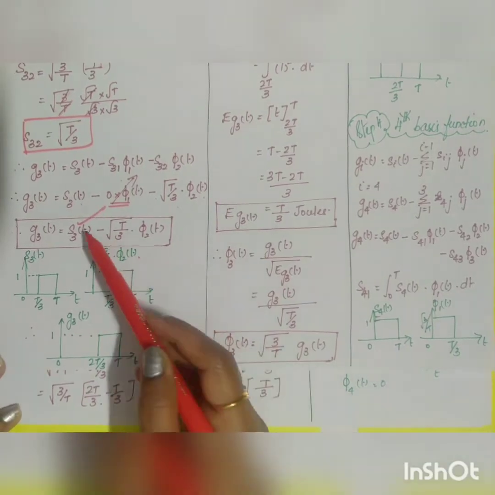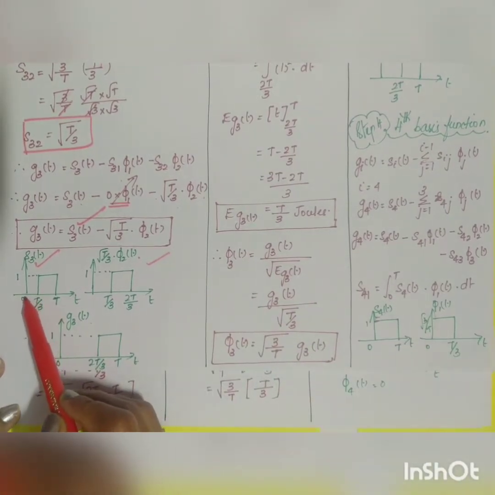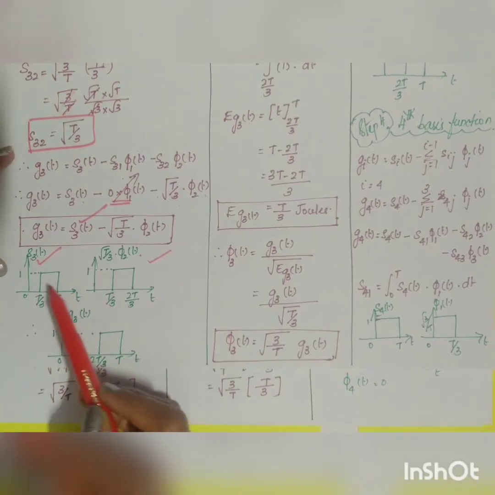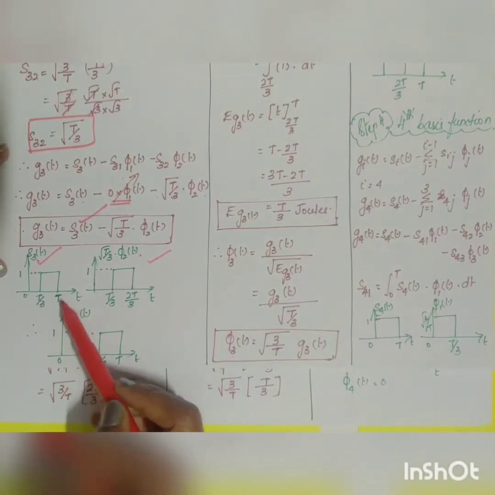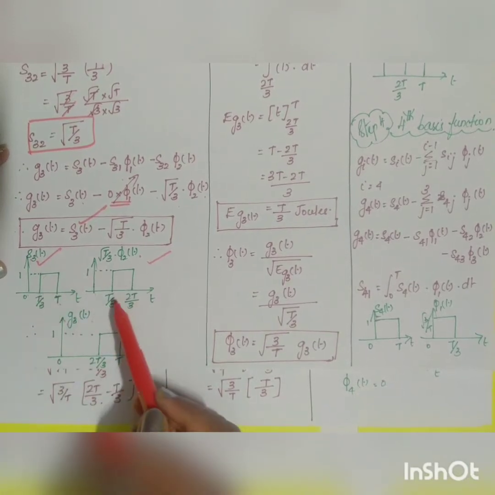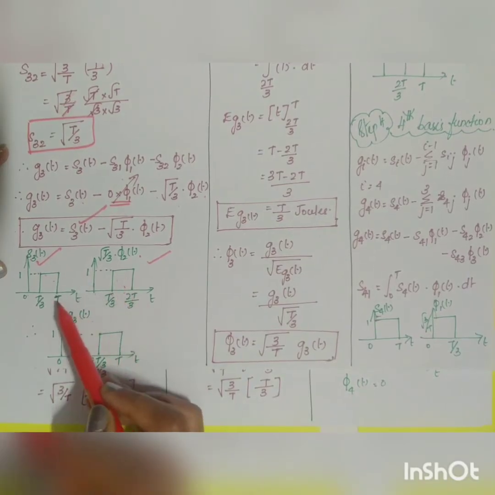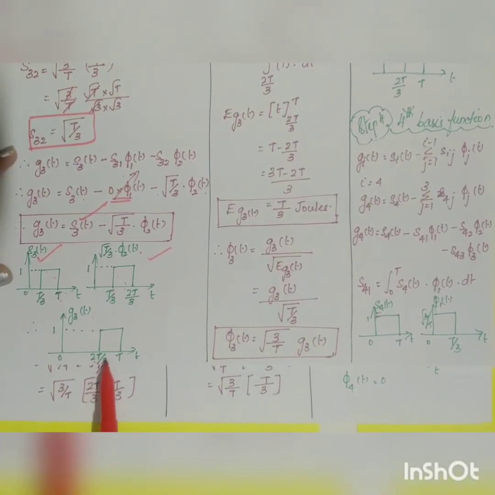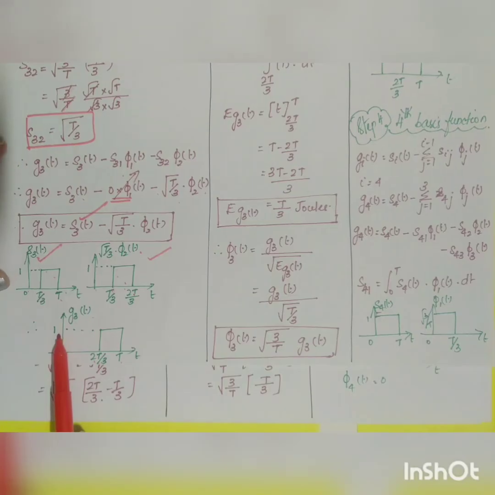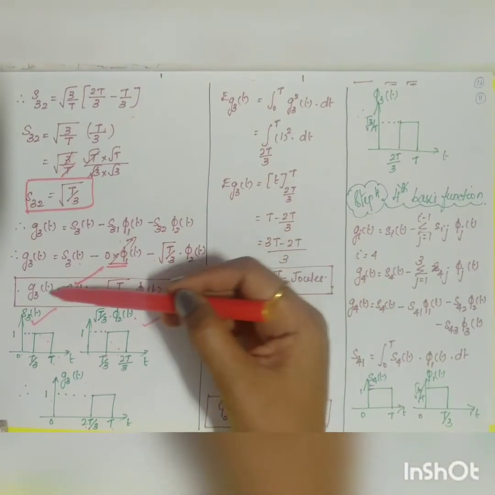Now G3 of t is equal to the first diagram minus your second diagram. See here, in the first diagram, from 0 to t by 3 you don't have any. From t by 3 to 2t by 3, what is the value? 1. From 2t by 3 to t, here also the value is 1. So 1 minus 1 is 0. So you will be getting a value only for the duration 2t by 3 to t. That is what is written here. For 2t by 3 to t, you will be having the amplitude as 1. Now you have found out what is G3 of t.